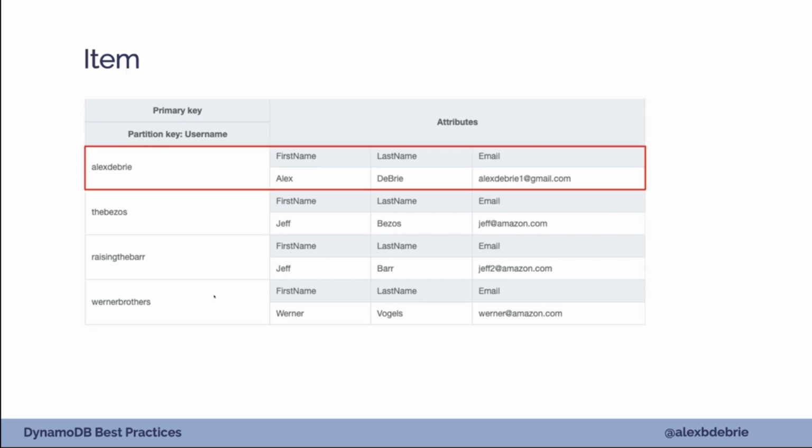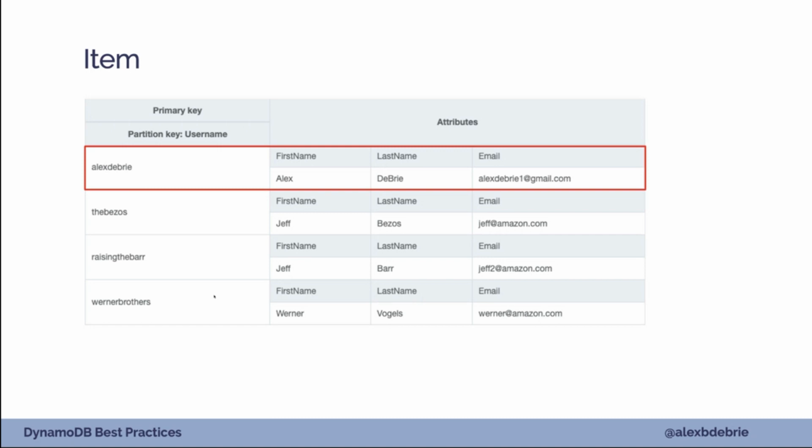Second concept I want to talk about is an individual item. So if you're looking at a particular record, that's going to be called an item. And that's going to be comparable to a row in a relational database or a document in something like MongoDB. A bunch of different attributes that are all together.